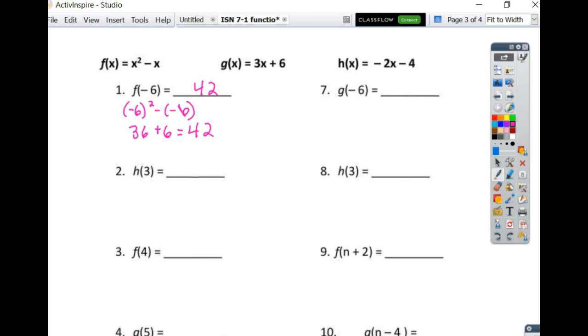Yeah. So, this is h. I want to put the 3 in for the x in the h function. So I'm going to have -2 times 3 minus 4. I get -6 minus 4, which gives me -10. For number 3, I'm going to use the f function, and I'm going to put 4 in for my x. So I get 4 squared minus 4, that's 16 minus 4, which is 12.